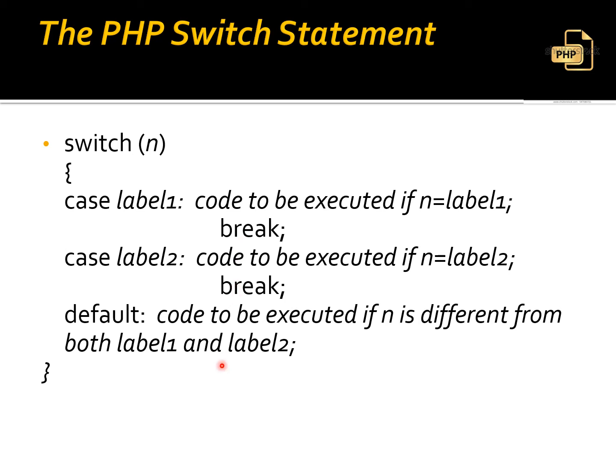Likewise, if the value of n is different from label 1 and label 2, then the default block will be executed. If no break is placed between the cases, what happens is, whichever case it matches, from there onwards all the code below that particular line will be executed if no break is present in the switch statement.